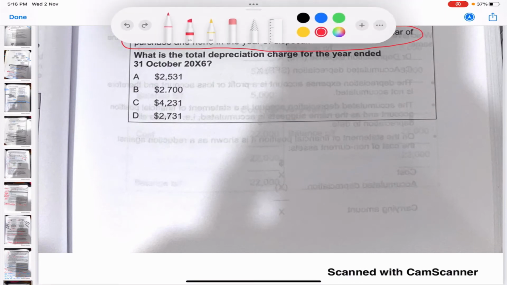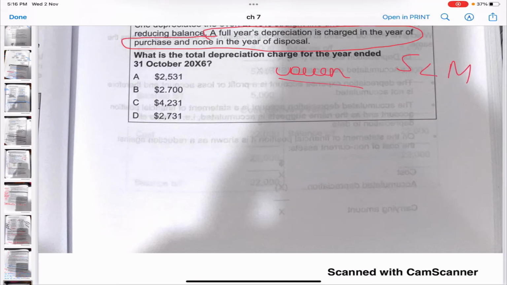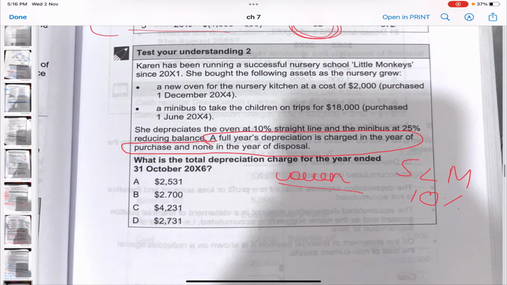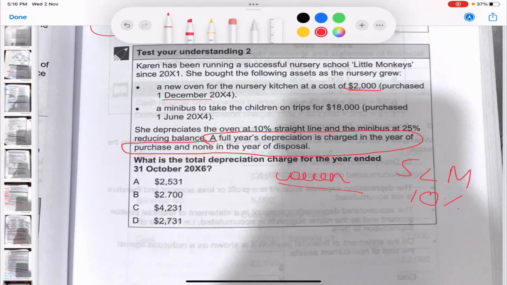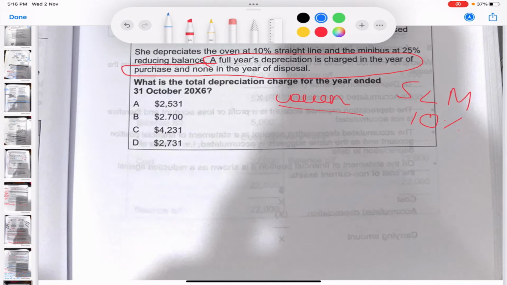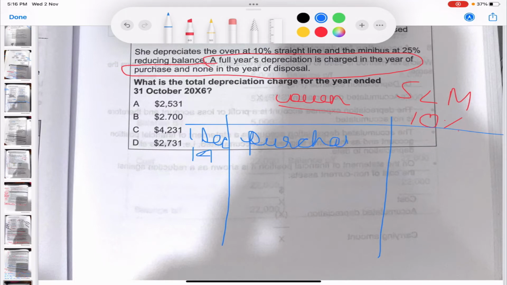So now let's start. First let us depreciate the oven. In the question it has been given that we need to do the straight line method on the oven, and the percentage has also been given as 10%, and the oven was purchased initially for 2000 in 2004. So on 1st December she purchased the oven, right? For how much? She purchased it for 2000.